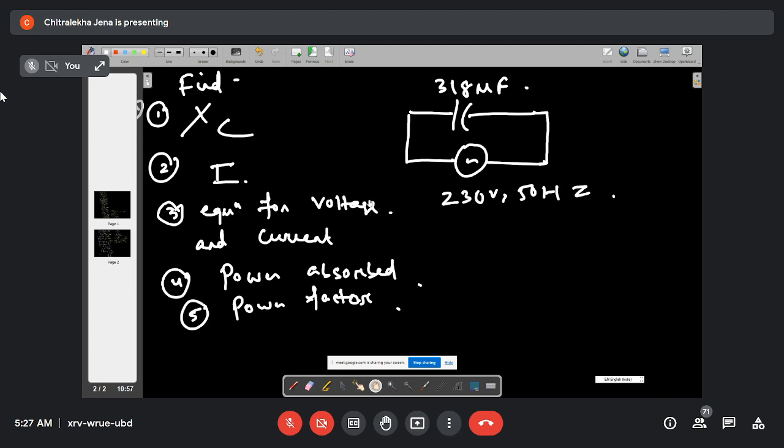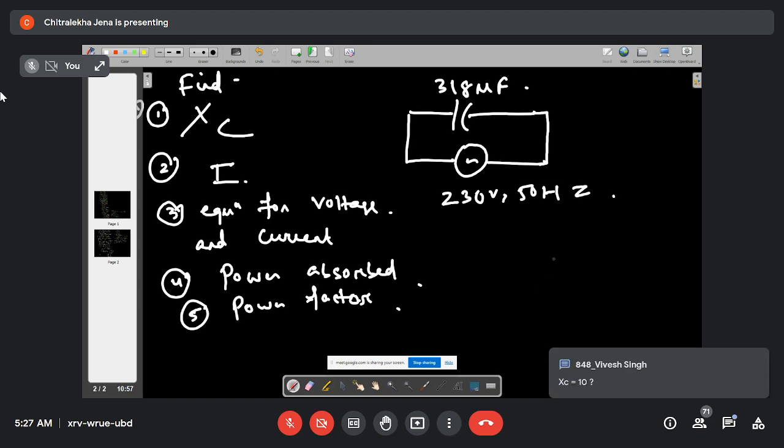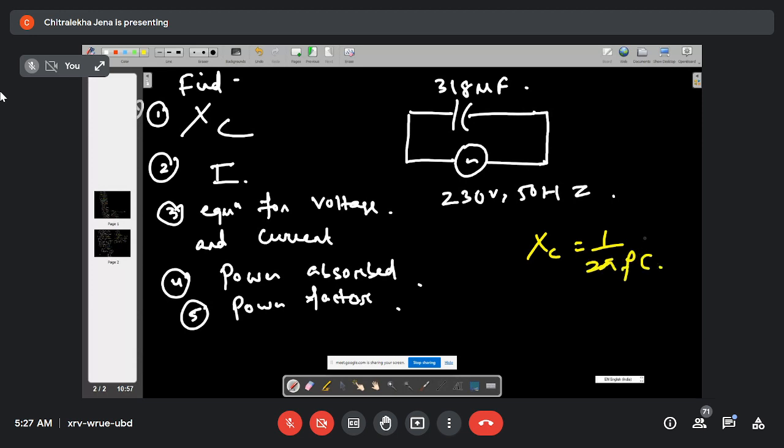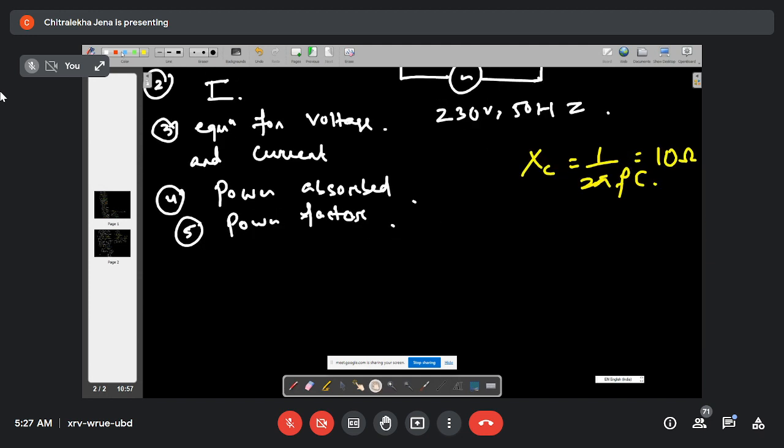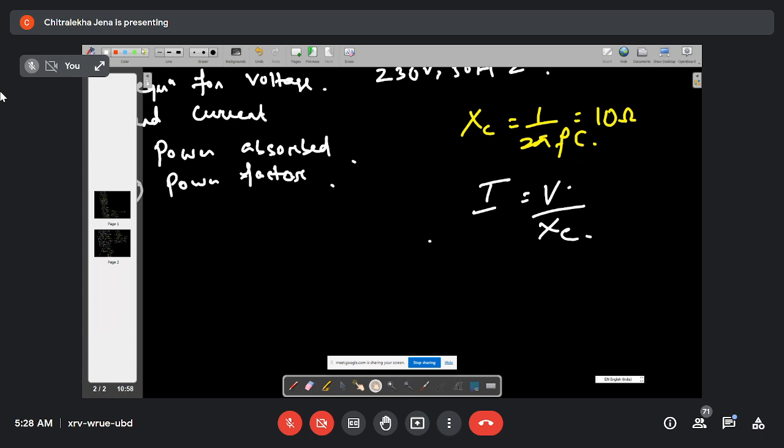How much did you get? XC is equal to how much? 10.005, using 1 by 2 pi FC. Leave the extra 0, write 10. Okay. Next, I is equal to how much? V divided by XC. Put the formula, find the answer. Nothing else. This is 23 ampere, your current.